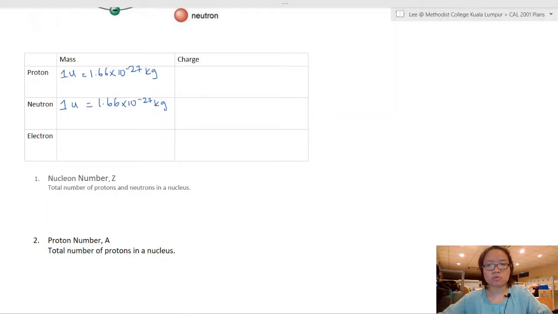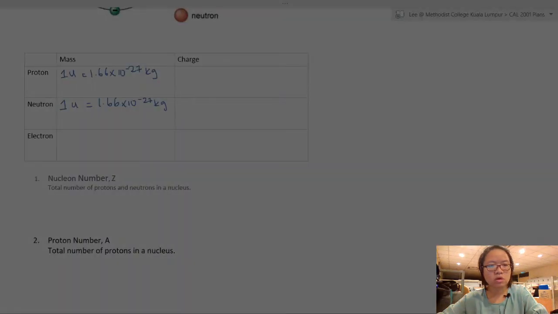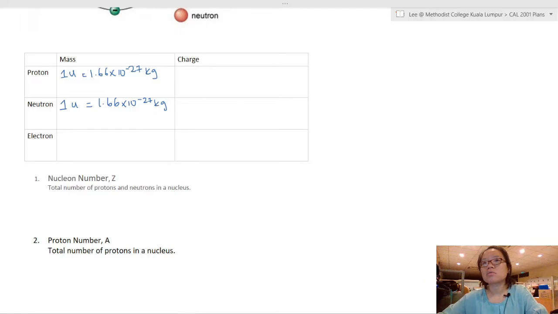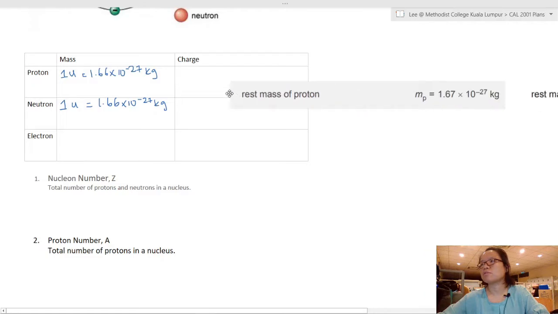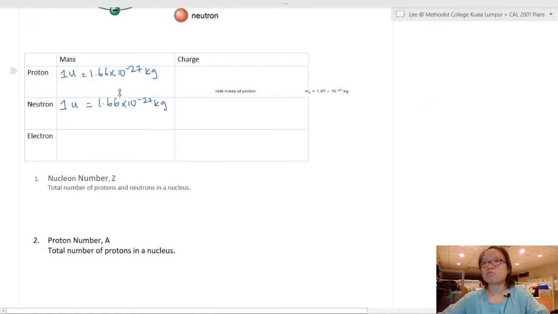Okay, so I'm gonna just crop that in for you. Ding, ding, ding. Okay, so it will be here. I got it from your table of constants. Okay, so this would be the rest mass of proton.